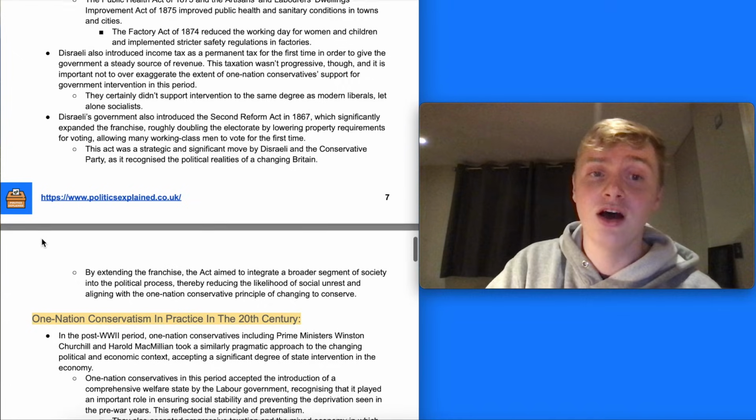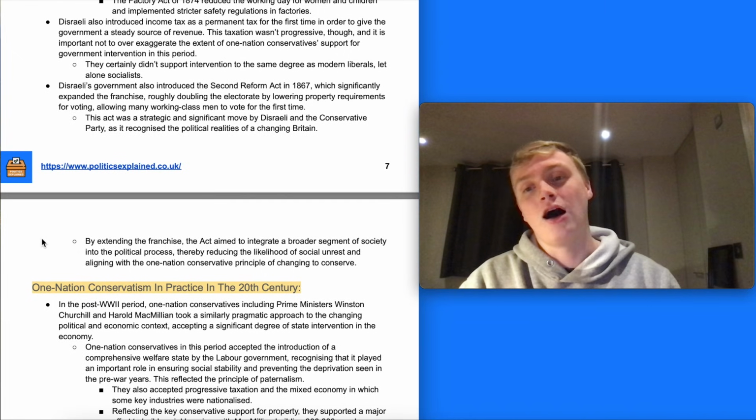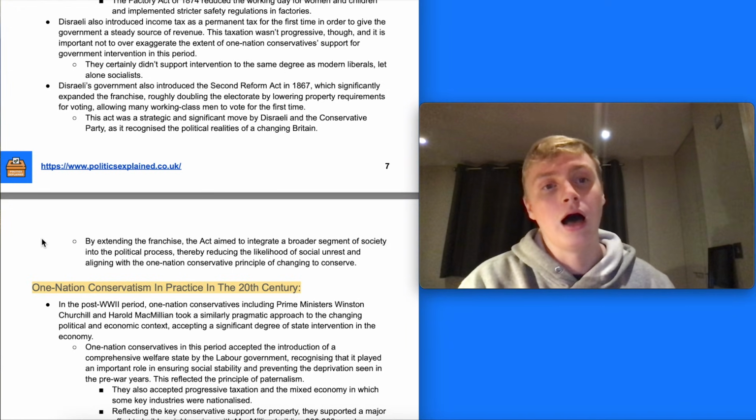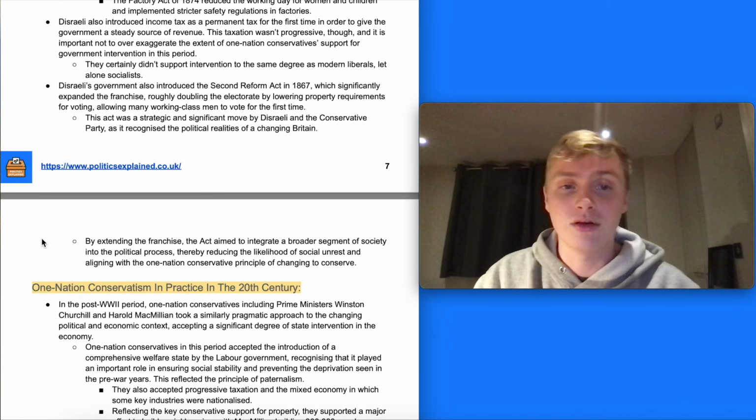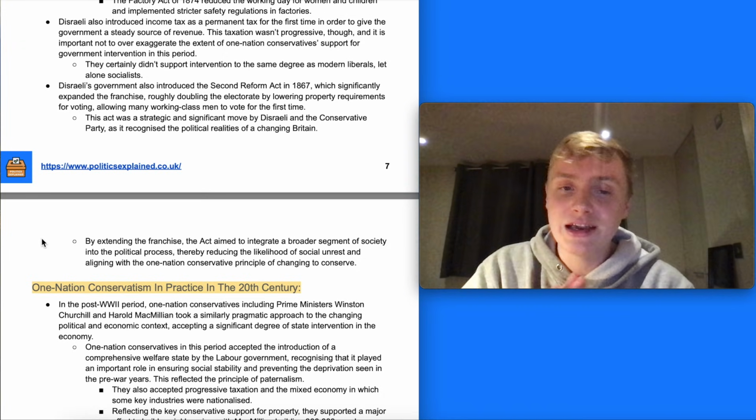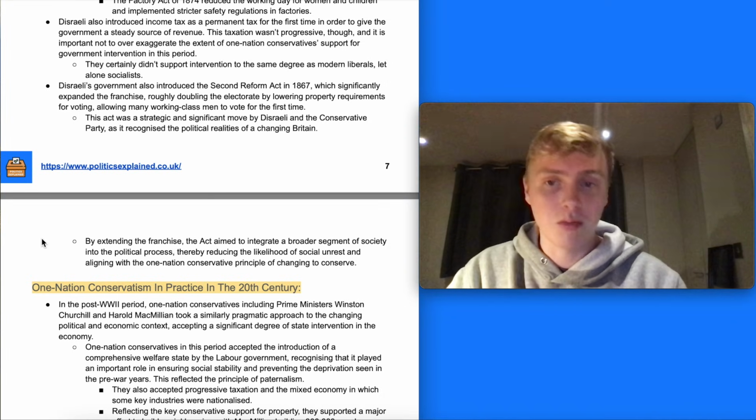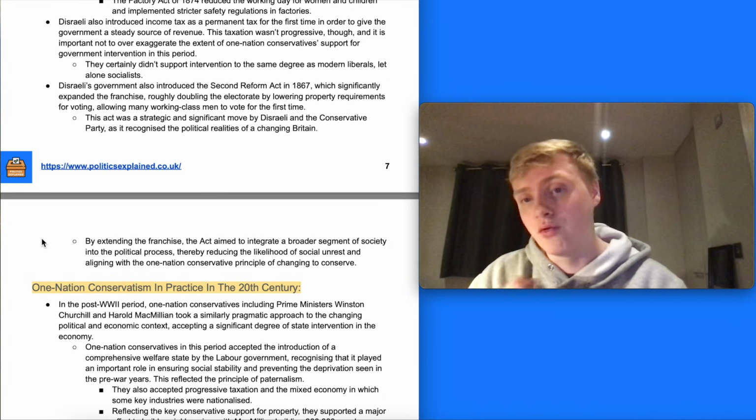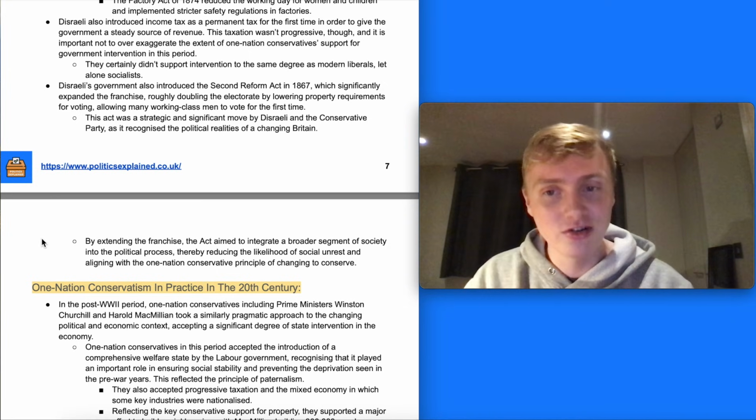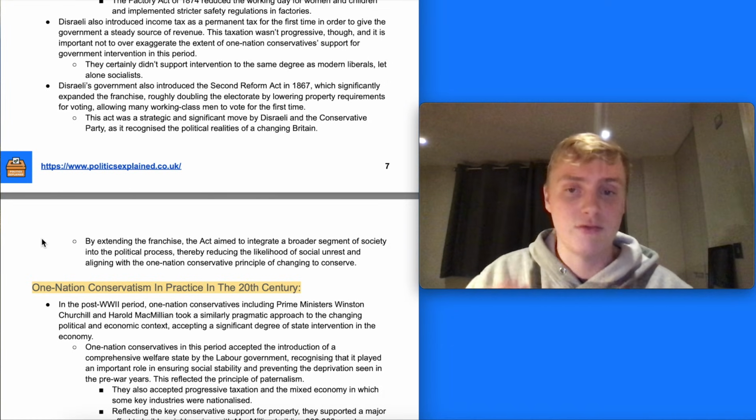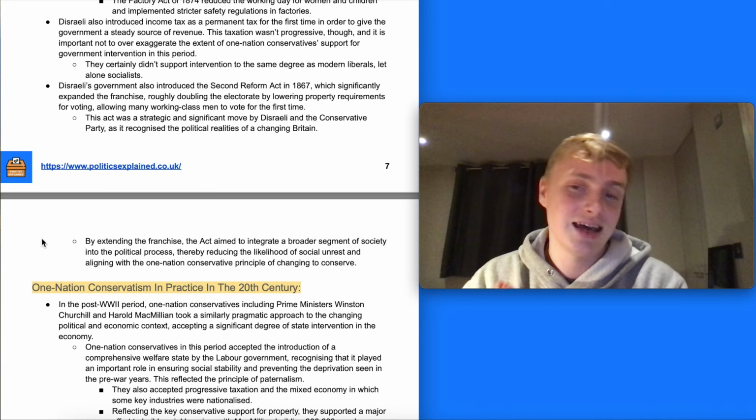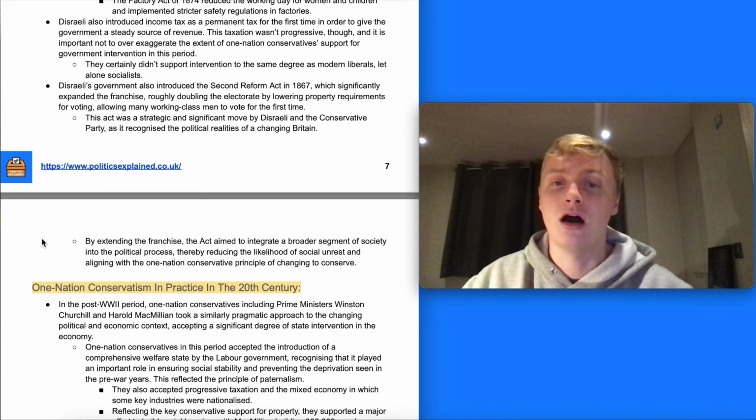Disraeli's government, as I mentioned earlier, also introduced the Second Reform Act, and that can be seen as a recognition of the importance of changing to conserve as a strategic move. Disraeli believed that by extending the franchise, it would reduce the likelihood of social unrest and increase support for the Conservative Party, and therefore make support for socialism less important and reduce the likelihood of revolution, this big change. Therefore, the key point was seeking to maintain tradition and hierarchy within society.